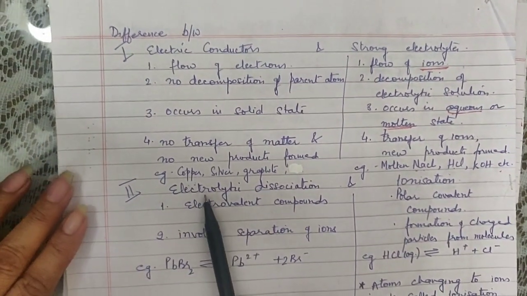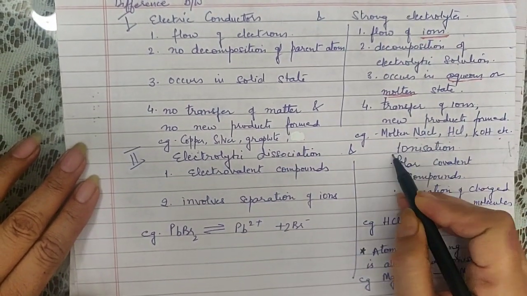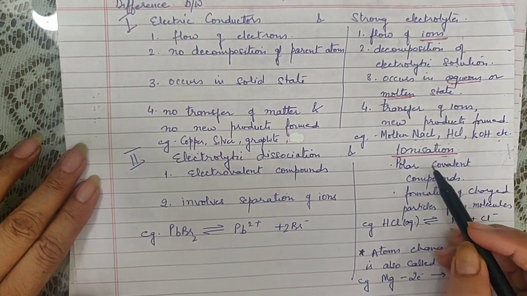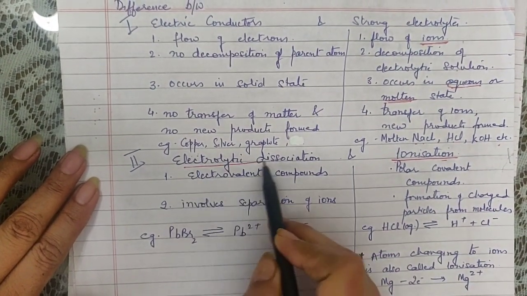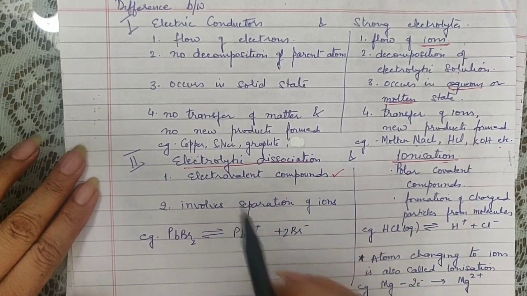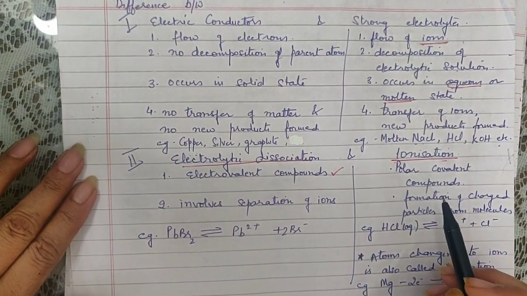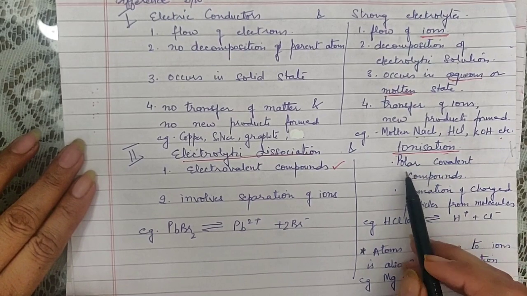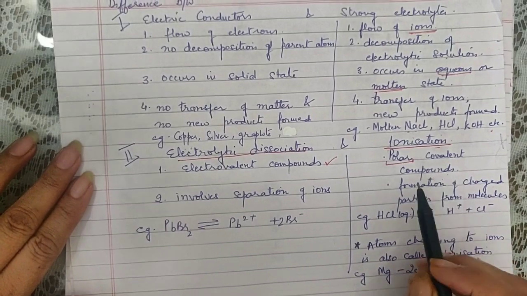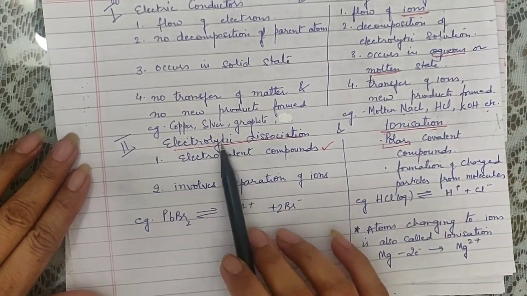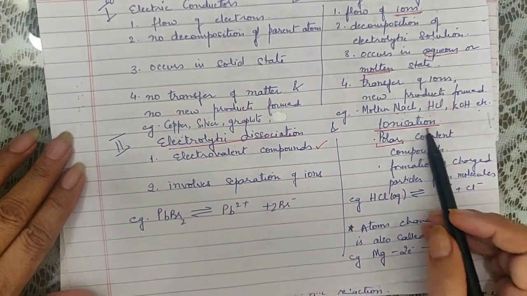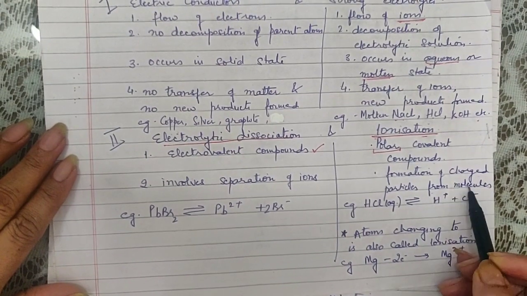Similarly, there is also a difference between electrolytic dissociation and ionization. Ionization means the process of forming an ion. Now, electrolytic dissociation will occur in electrovalent compounds, which are already positive and negatively charged particles held by the electrostatic force of attraction. But ionization occurs in polar covalent compounds, not in covalent compounds. The compounds have to be polar so that there is some charge separation. And this one involves separation of ions. The ions are already there, only they are separated. Here, formation of the charged particles from molecules takes place.